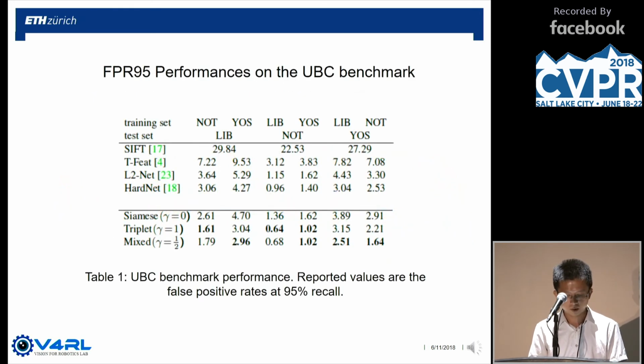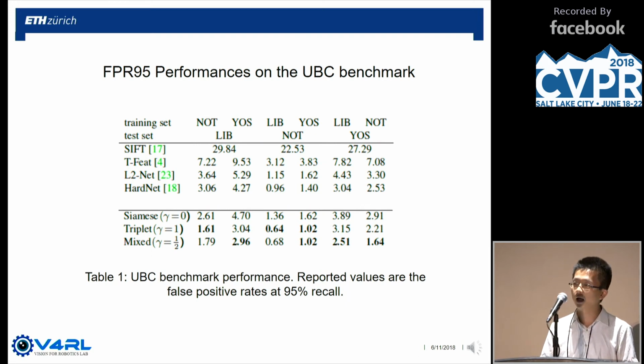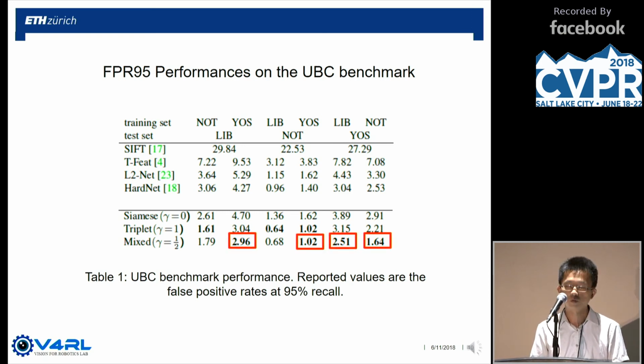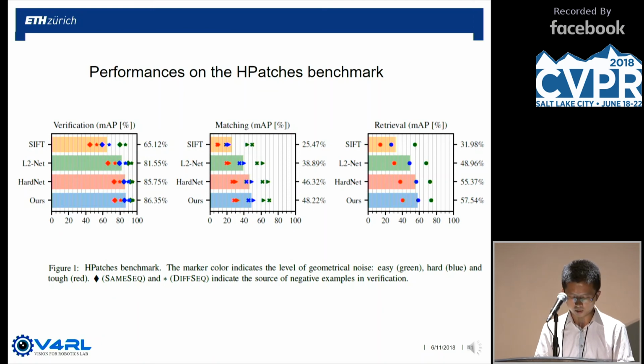We also build our mixed context loss on the L2Net and compare with several other state-of-the-art algorithms on the UBC dataset. The FPR95 score was reported on each testing scene. So the table shows that our mixed context loss achieved the best performance on 4 out of 6 testing scenes. On the other 2 cases, we also achieved similar performance to the best one, which is based on a pure triplet loss on T3net.